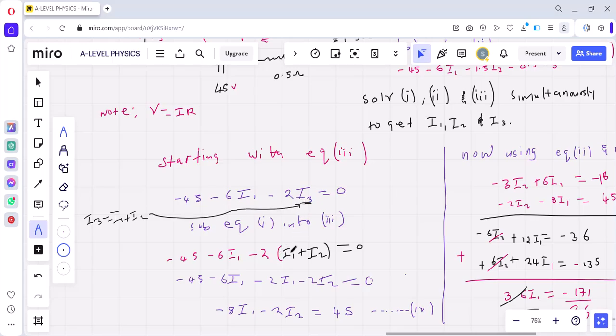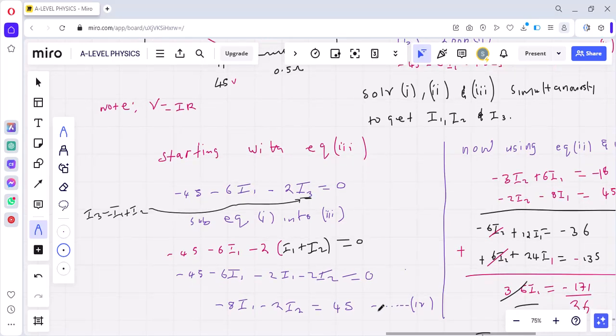You can see that this is what I've done here. Then I distribute the negative 2. I just copy negative 45 minus 6I1, then I distribute this, which will give me negative 2 times I1, that will be negative 2I1, then negative 2 times I2, that will be negative 2I2. This gives me 0. I can label this as equation 4.